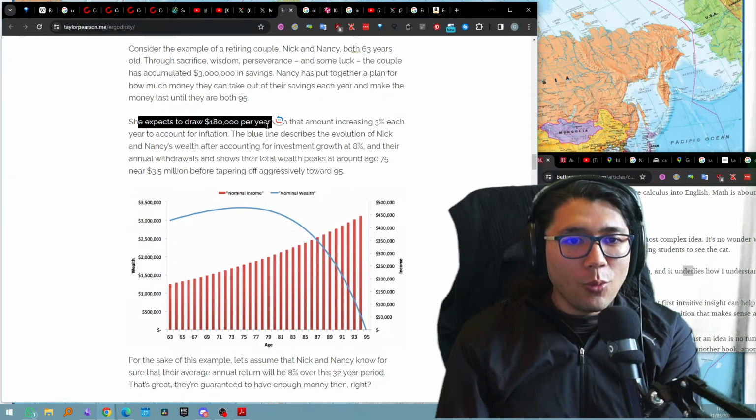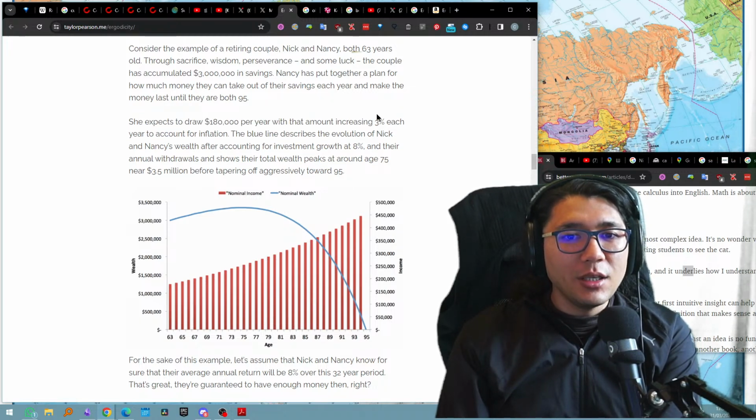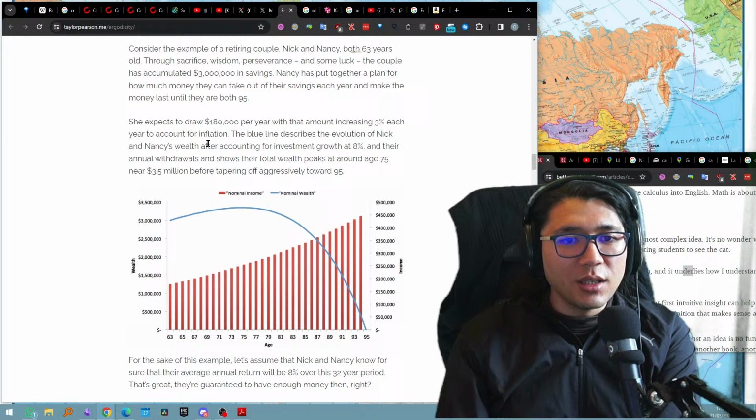She expects to draw $180,000 per year with that amount, increasing 3% each year to account for inflation. The blue line describes the evolution of Nick's and Nancy's wealth after accounting for investment growth at 8%, and their annual withdrawals show the total wealth peaks at around age 75 before tapering off aggressively towards 95.